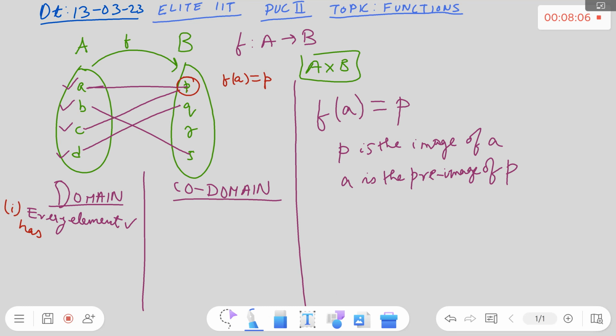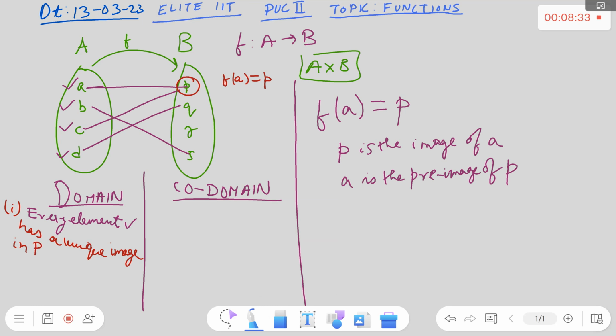In the domain, number 1 point, every element has an image. And not just an image, every element has what? A unique image. Yes or no? Every element has a unique image, isn't it?